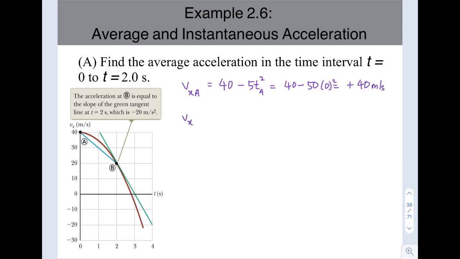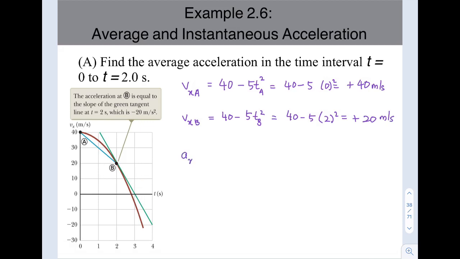Right, V, the velocity along the x-axis at point B, is equivalent to 40 minus 5t squared at point B. Sorry, this one is 5 actually, times t, where the t at B is 2 seconds, which gives you positive 20 meters per second.